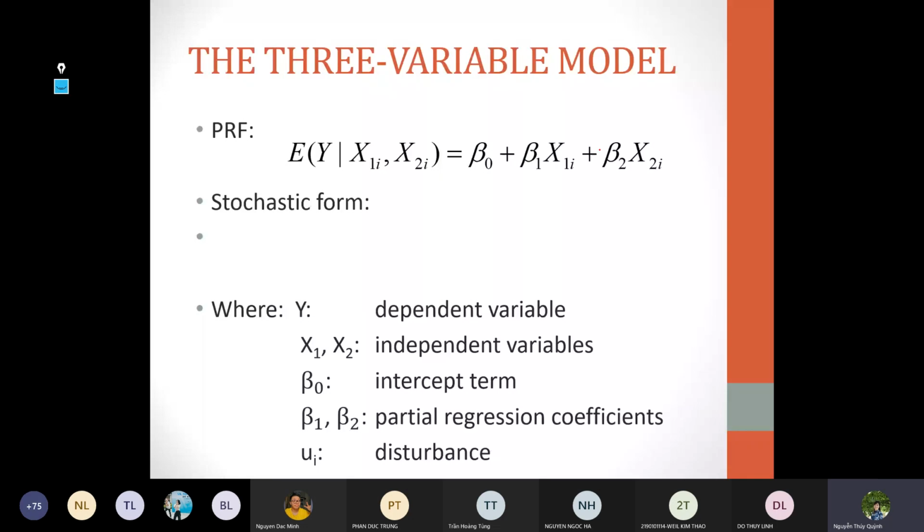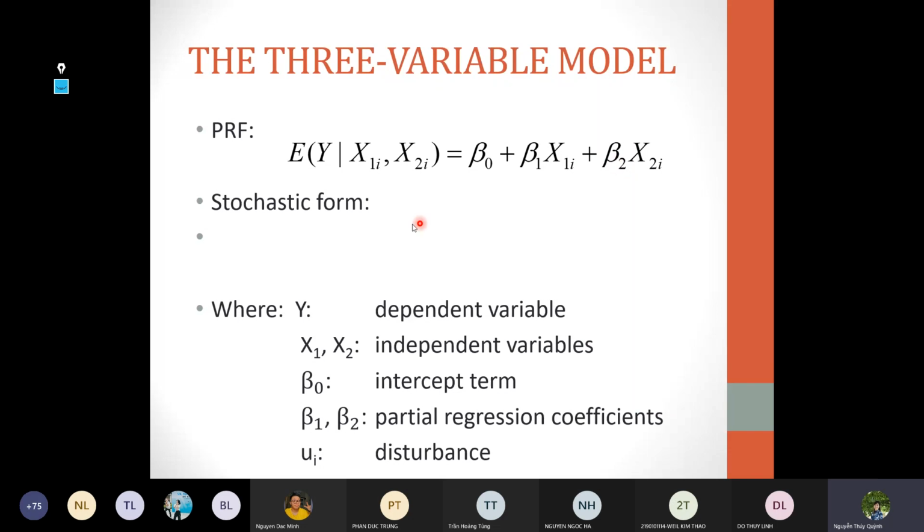So it's quite the same as the 2-variable regression model. The only difference here is that we have one more independent variable, and the regression coefficient associated with that new independent variable. We call it the regression coefficient, or the slope is also okay.